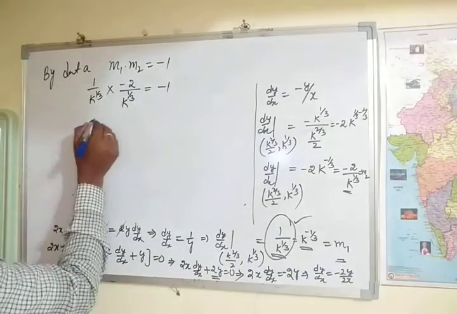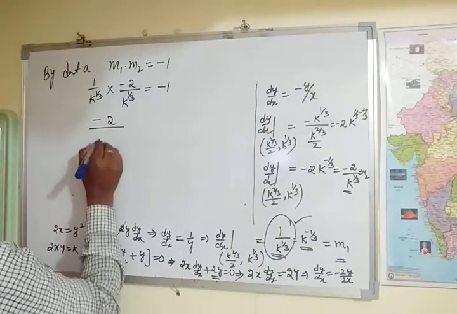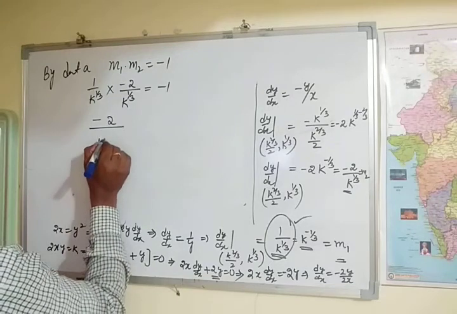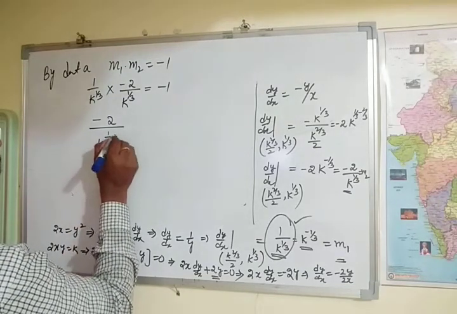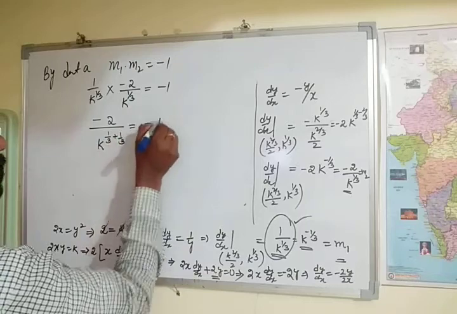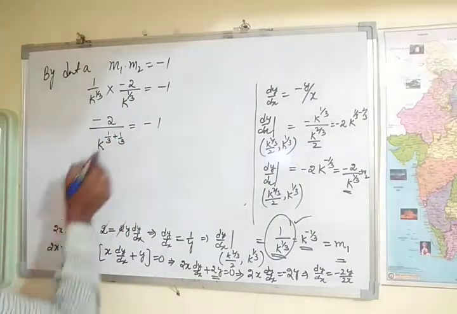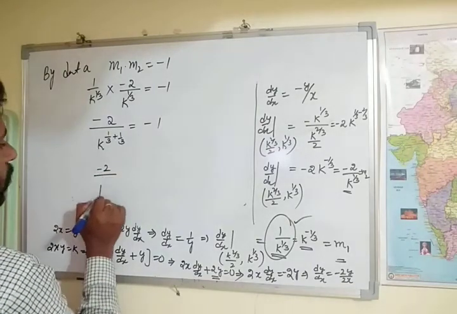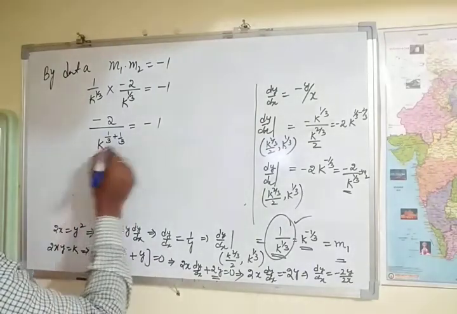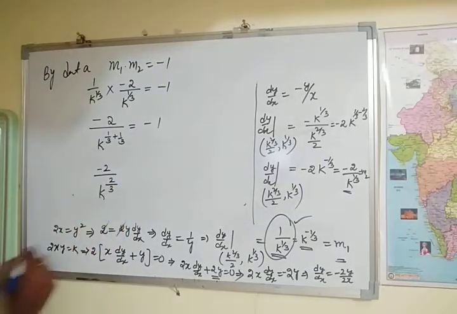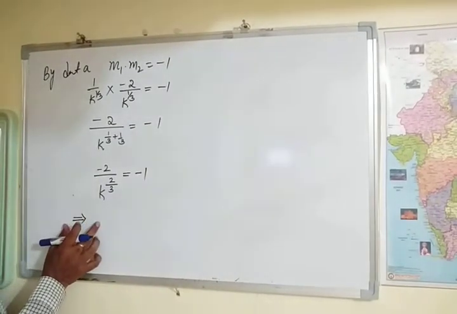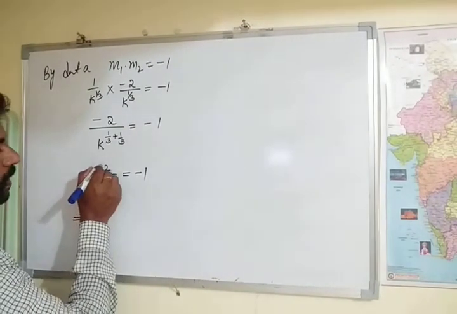Next step, minus 2 divided by k to the power 1 by 3 into k to the power 1 by 3. Here we have the power result 1 by 3 plus 1 by 3 is equals to minus 1. Next step, take LCM is 3. Here we get minus 2 divided by k to the power 1 plus 1 is 2 divided by 3 is equals to minus 1. This implies, see here, minus gets cancelled.